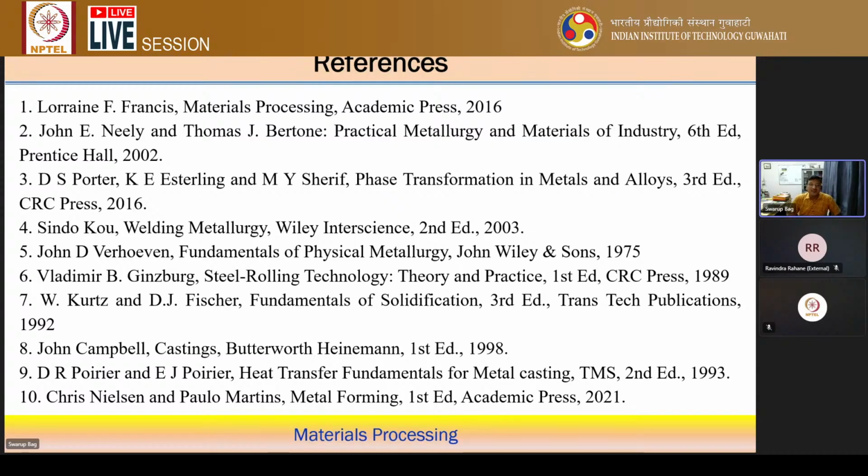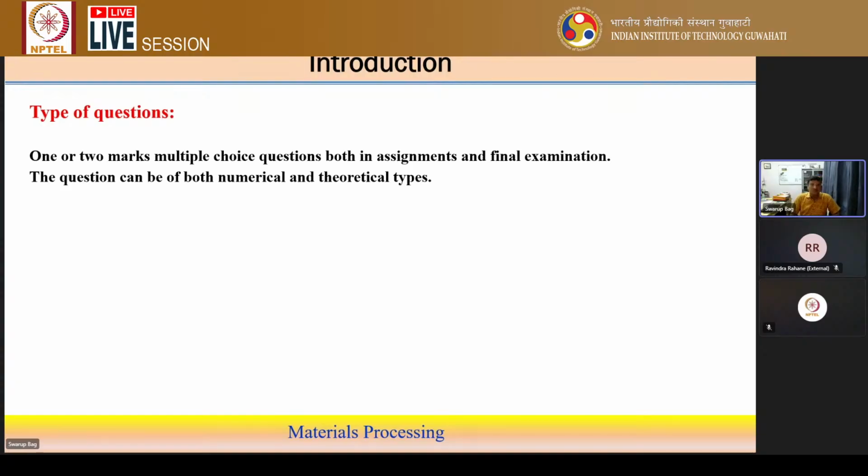If you are interested in fundamentals of physical metallurgy, then you can see reference 5, and the theory and practice of steel rolling technology has been discussed in reference 6. For fundamentals of solidification you can follow reference 7, and for castings, both references 8 and 9 are important. But in reference 9 you will find different numerical problems associated with the metal casting process, and finally reference 10 corresponds to the metal forming operation. So these are the overall references we can discuss.